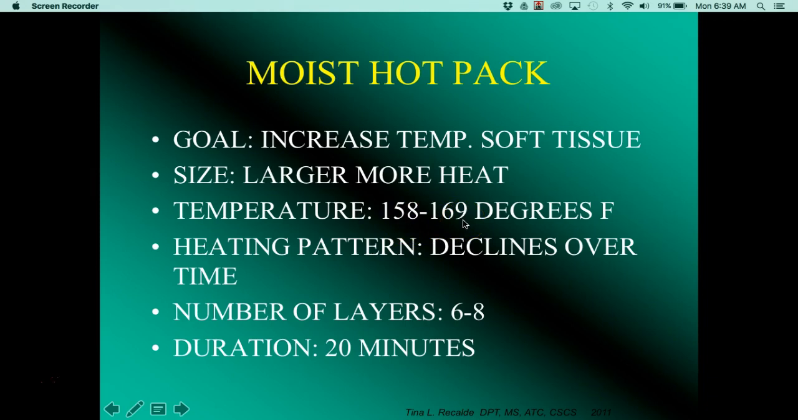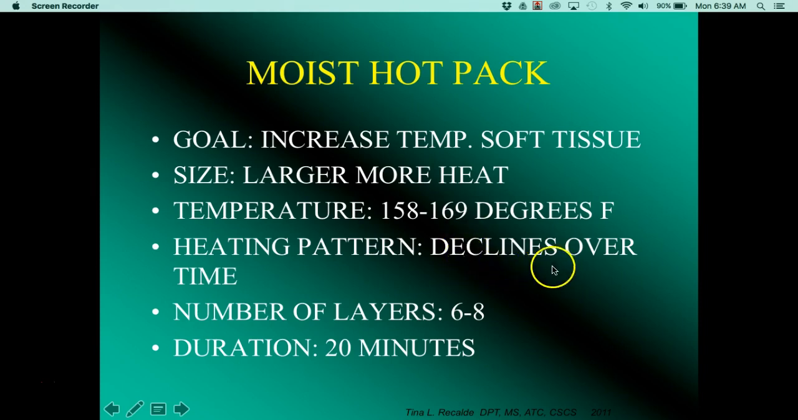We do have thermometers, so when you are getting the hot packs ready for your lab skill checks, make sure you check the temperature to make sure it's within that range. And if it's not, then we definitely need to adjust that, and in the meantime use extra layers if it's above that.